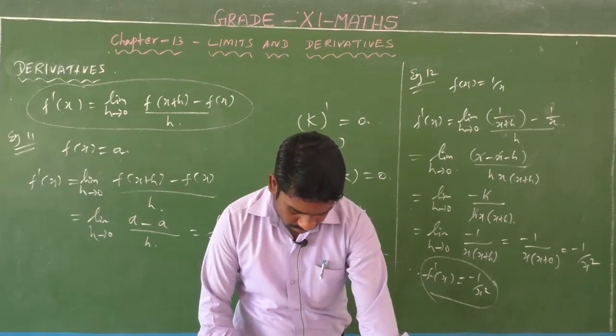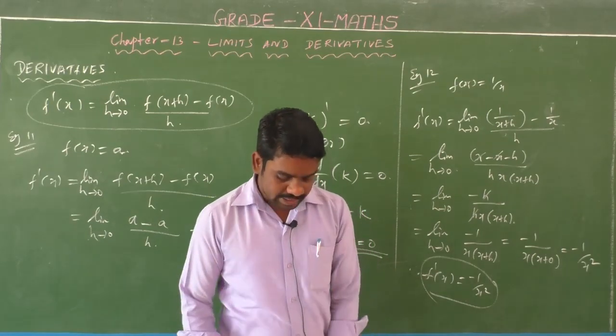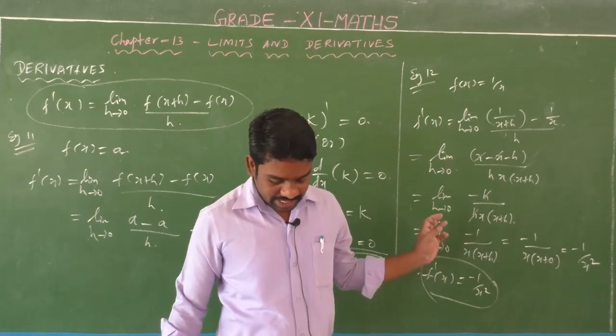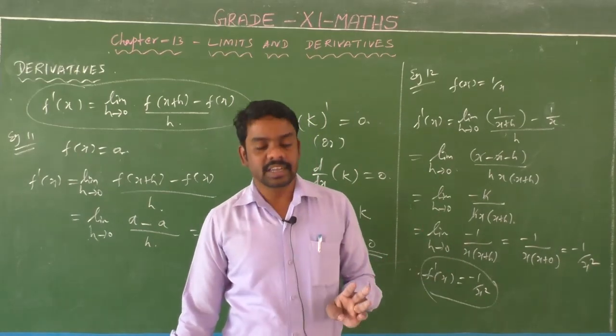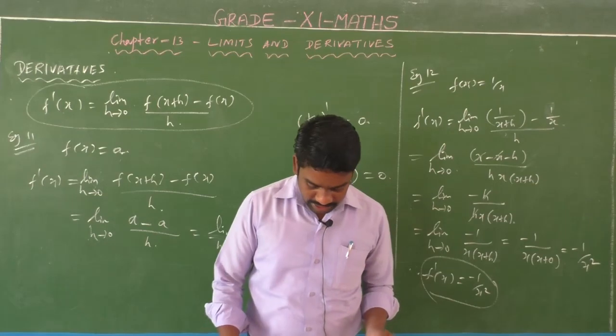exercise number 4. Exercise number 4 is the same type. First, second, third and fourth, there are 4 questions. So you solve them. Okay?